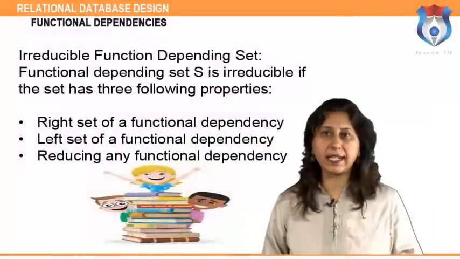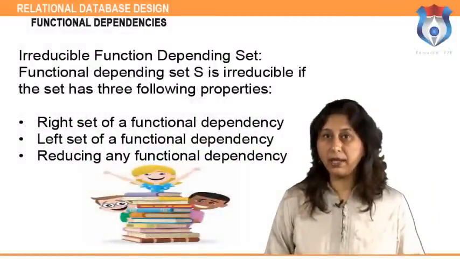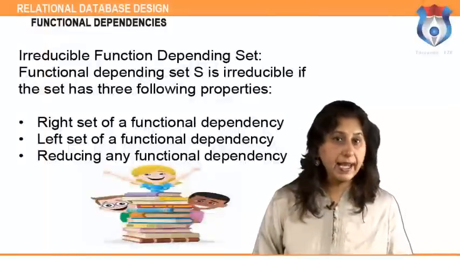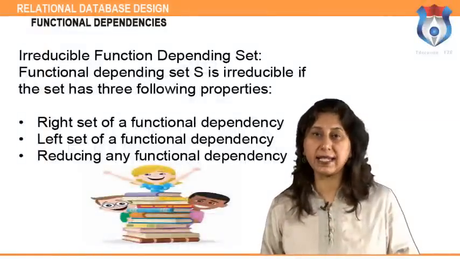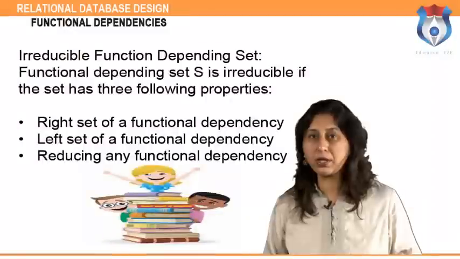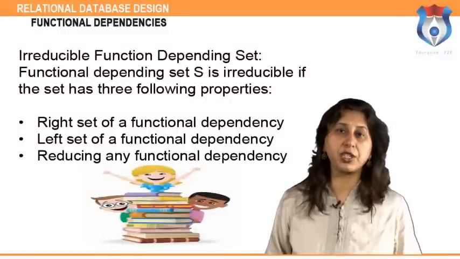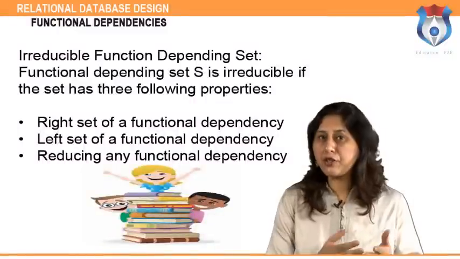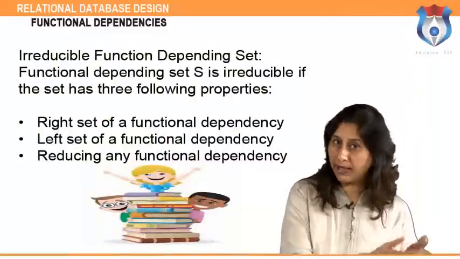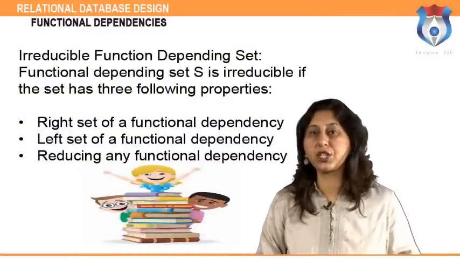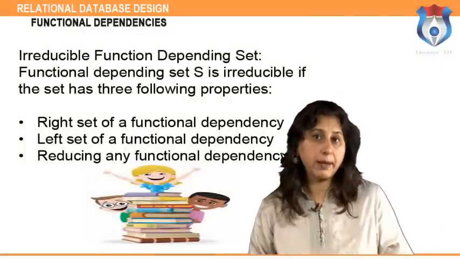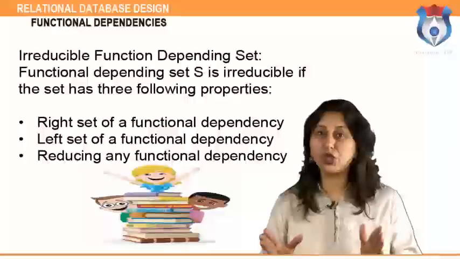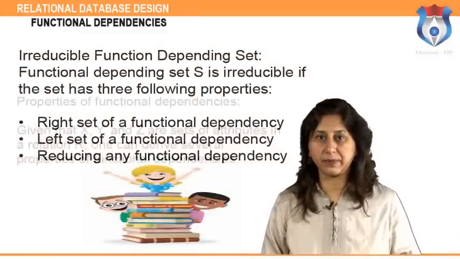A functional dependency set S is irreducible if the set has the following three properties. Each right set of a functional dependency of S contains only one attribute. Each left set of a functional dependency of S is irreducible. It means that reducing any one attribute from the left set will change the content of S. S will lose some information. Reducing any functional dependency will change the content of S.